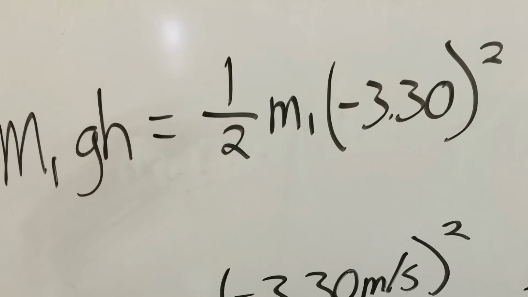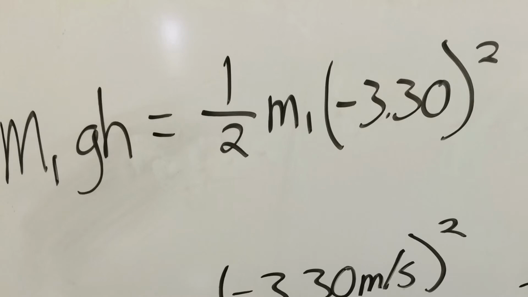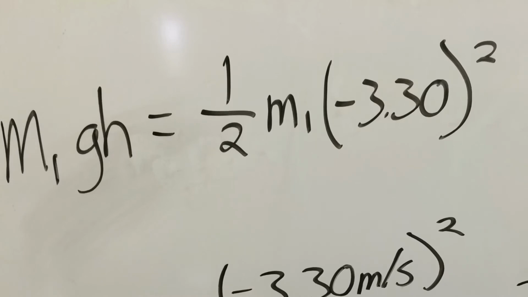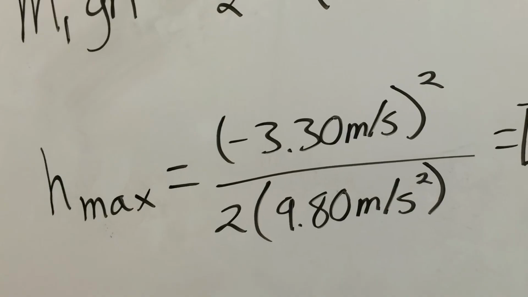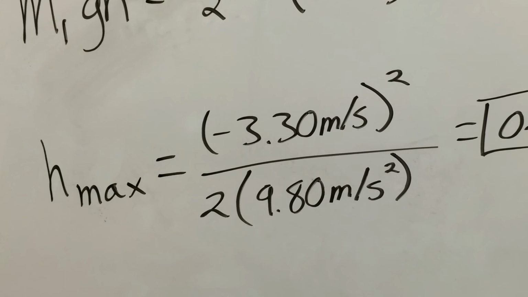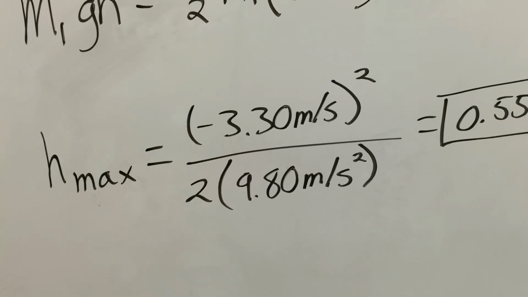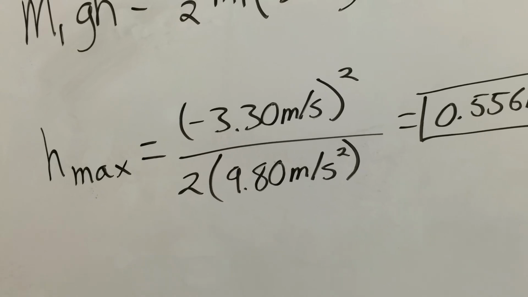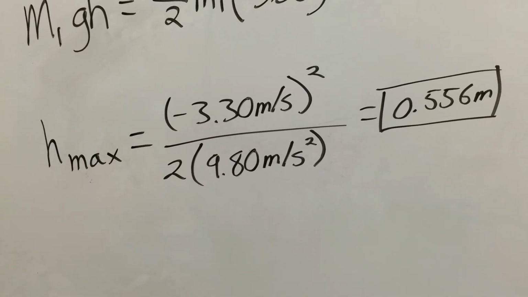M1 g H max equals 1/2 M1 V1 final squared. We will use this equation to find the maximum height. Solving for H max, we get V1 final squared over 2g. After plugging in the numbers, this comes out to be 0.556 meters. This is the H max.